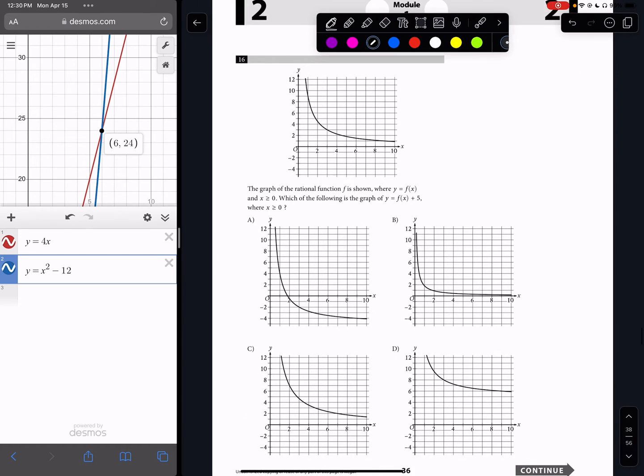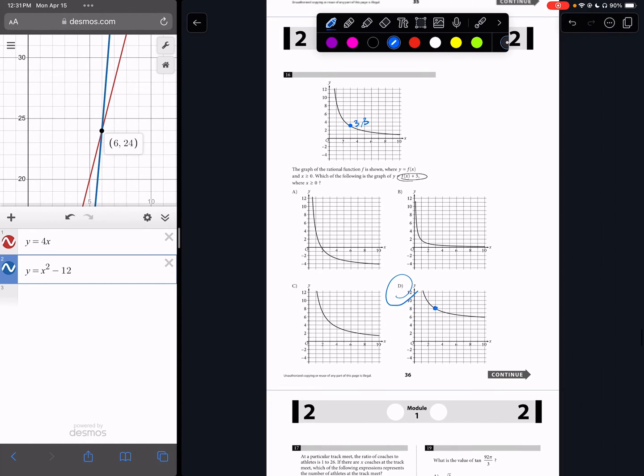It should start getting harder at some point, but this is still pretty easy. For this question, it says, which of the following is the graph of f of x plus 5? F of x plus 5, so shift all of these points up 5. Well, that's a clean point. That point is 3, 3. If I'm going to shift that up 5, it should go through 3, 8. I think the only one that's doing that is D. I'm going to keep going.